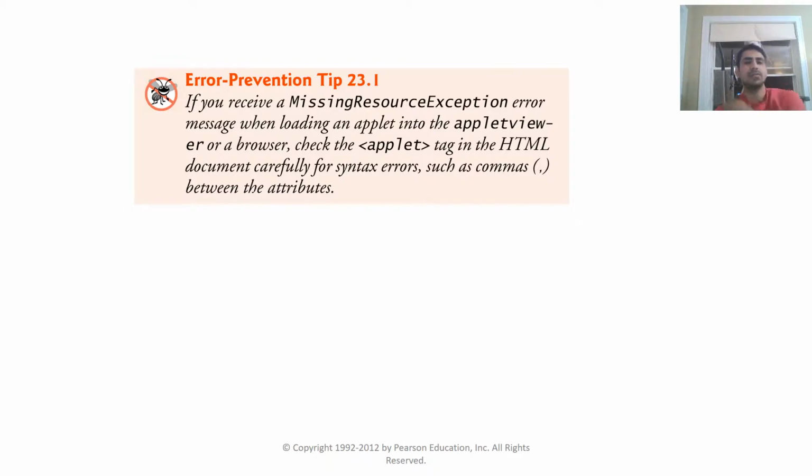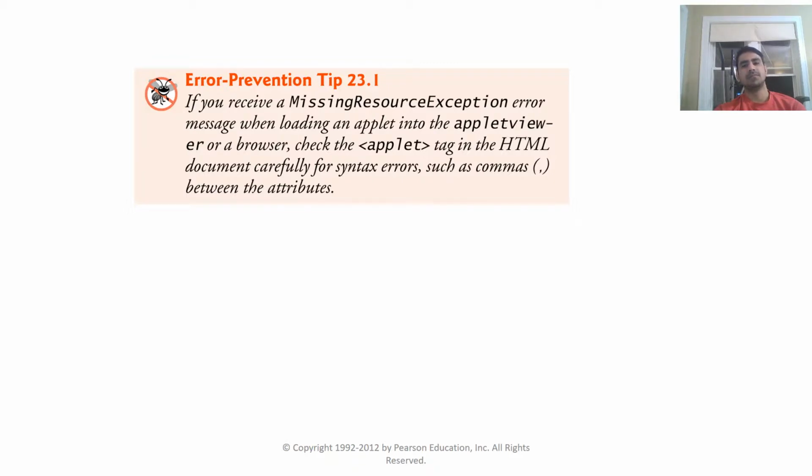Error prevention tip for us: if you receive a missing resource exception error, basically whenever we are running a file, it will show us a resource exception error message. When loading an applet into the applet viewer or a browser, check the applet tag in the HTML document carefully for syntax errors. Whenever there is an applet tag missing in the HTML, the browser will definitely show us a missing resource exception error.